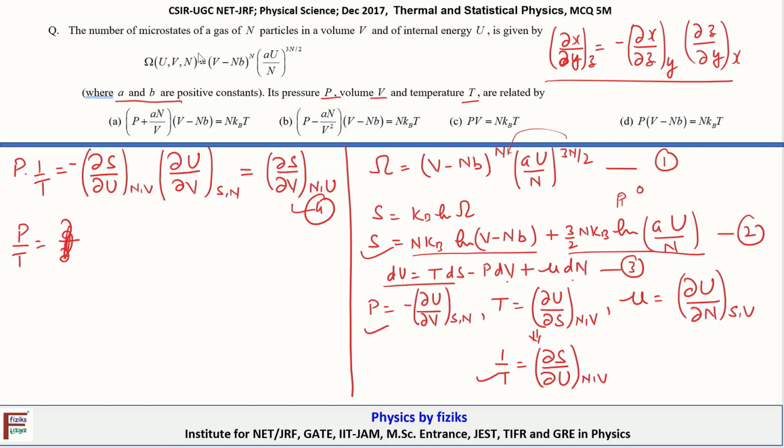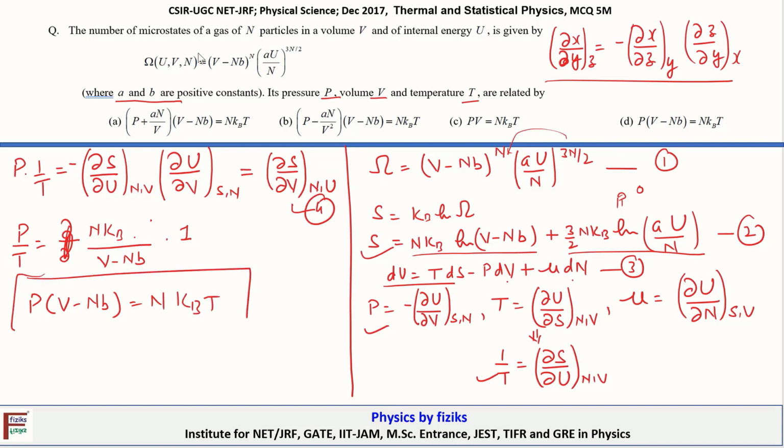Okay, I'm not writing curly V, so I'm directly differentiating it. So NKV, and then the differential of the logarithmic term will give you 1 divided by V minus NV, and then the differential of V will give us unity. Okay, so after rearranging these terms, we obtain P into V minus NV that is equal to NKVT. Okay, so that's our final result.